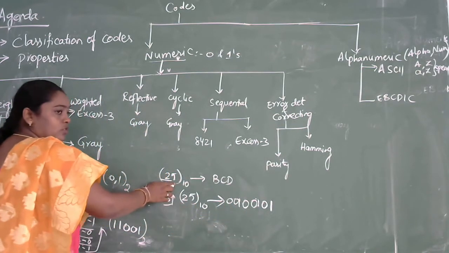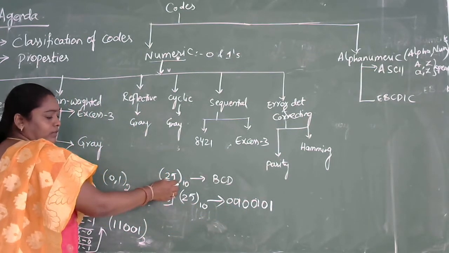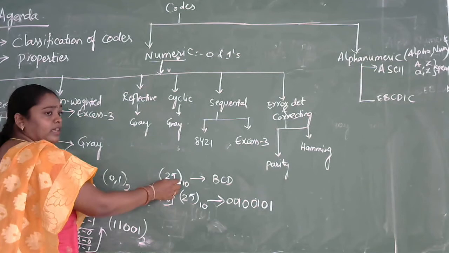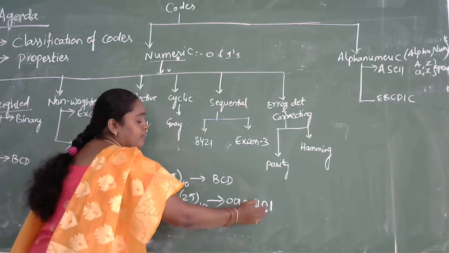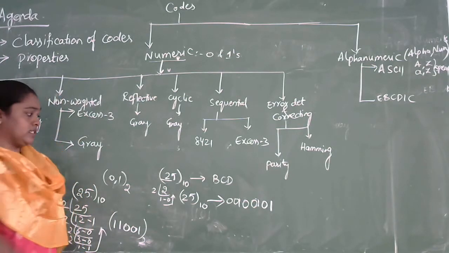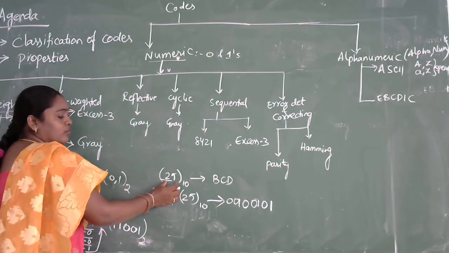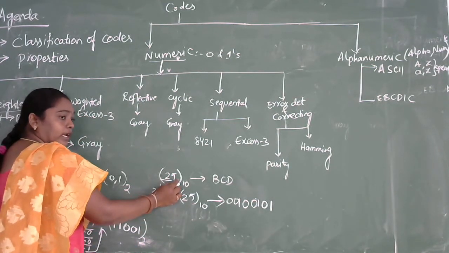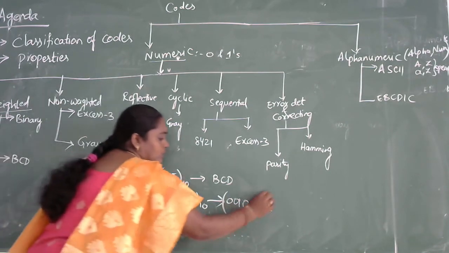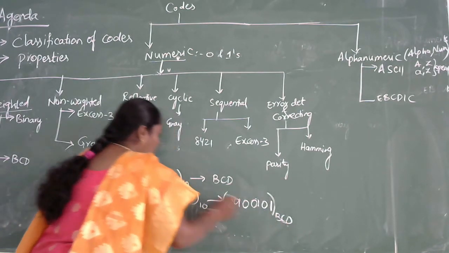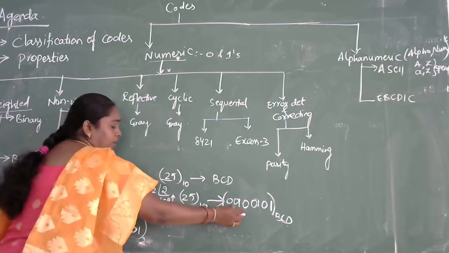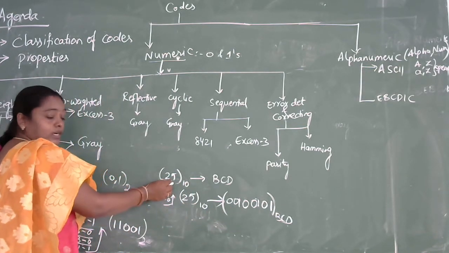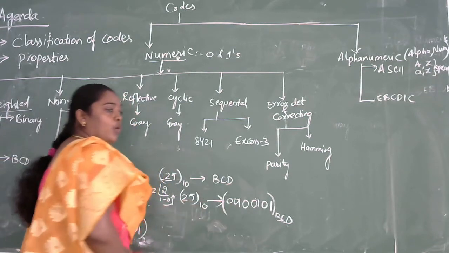So in case of BCD, if there are n digits in the decimal number, the BCD equivalent will have 4n bits. Here, in case of 25, I have only 2 digits, but in BCD it is 2 into 4, the number of digits multiplied by 4, because each and every individual digit is represented by its 4-bit equivalent.